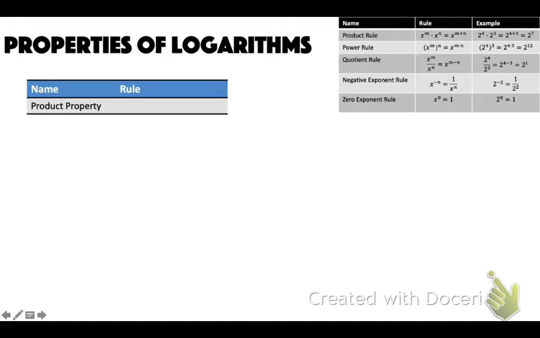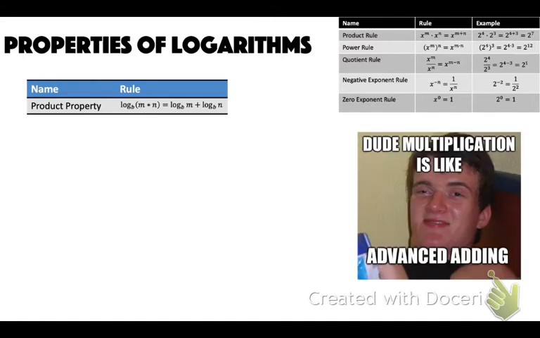So the product property of logarithms is pretty much identical to the product property of exponentials. So of exponentials, you add. If these are being multiplied inside of a logarithm, you add them, okay? So, multiplication is like advanced adding, which is not wrong.